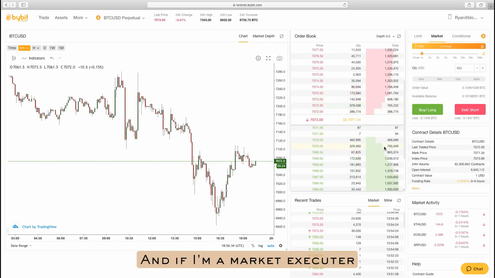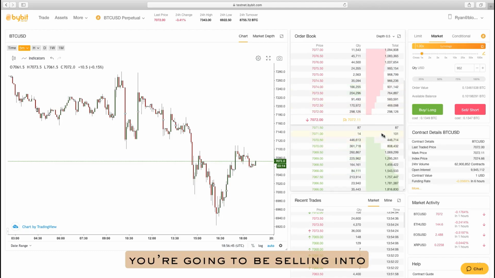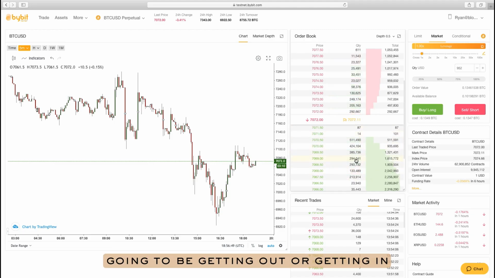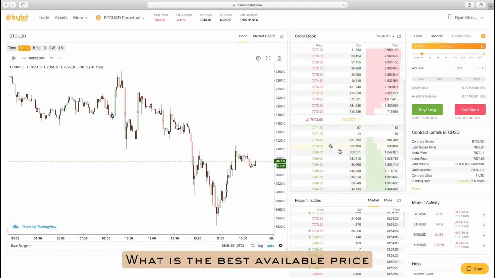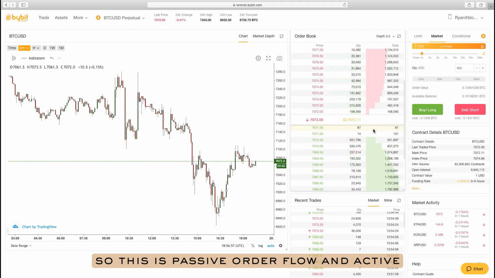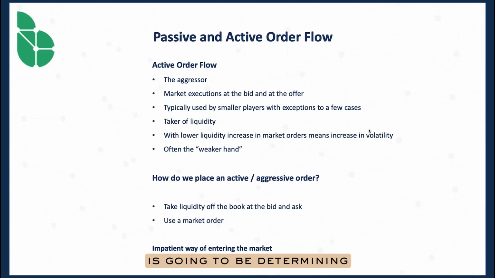And if I'm a market executor, a form of active order flow or the aggressor, I'm taking available liquidity. The same can be said of someone who's looking to sell and exit the market. You're going to be selling into what is available. But you are absolutely going to be getting out, or getting in, at the best available price relative to the current price. So this is passive order flow and active order flow, and the most important thing is determining how these two are interacting.